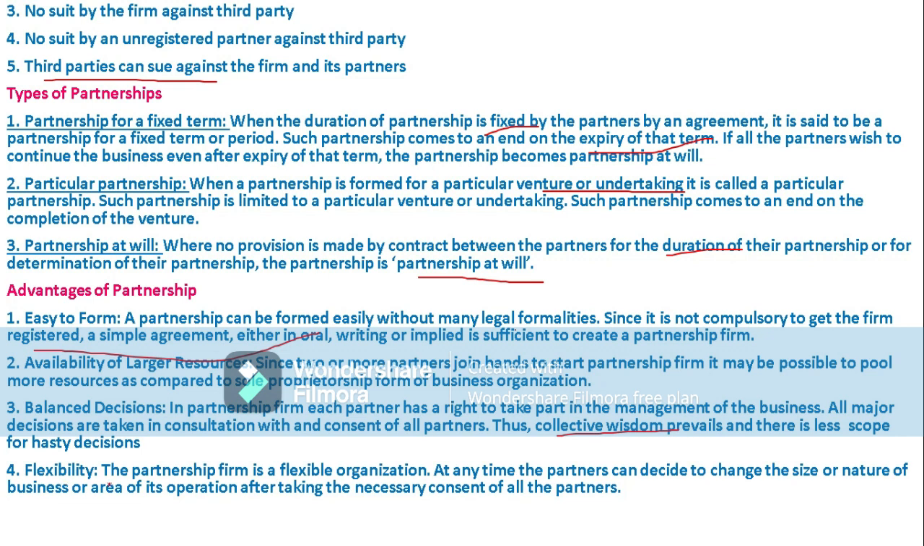Flexible means easily changeable. So a partnership firm is a flexible organization. At any time partners can decide to change the size or nature of the business. For example, till now there exist 10 members. Okay, so now 5 members have left the organization. Even then they can continue the partnership firm. Okay, so it is flexible.